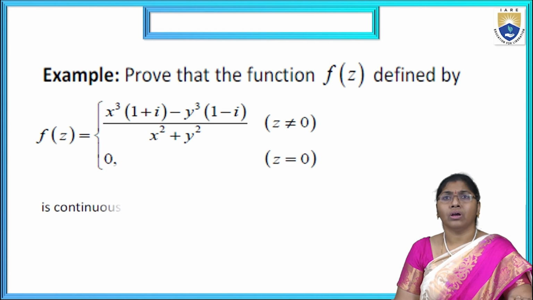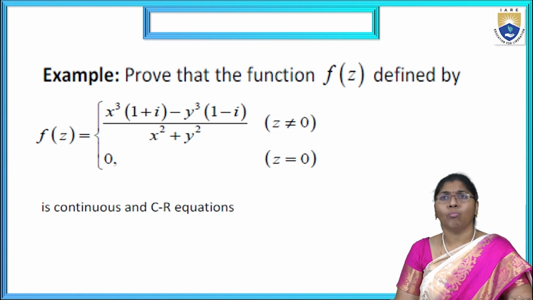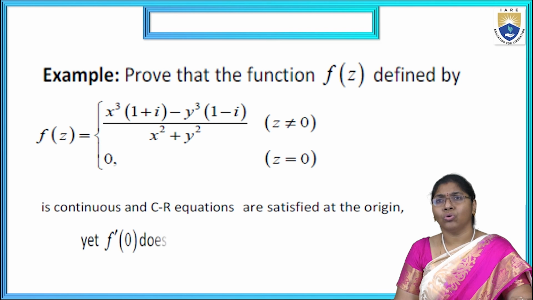Next, another example. Here also there are other examples. Prove that the function f of z is defined by f of z equals x cube into 1 plus i minus y cube into 1 minus i by x square plus y square, for z not equal to 0, and 0 for z equal to 0.